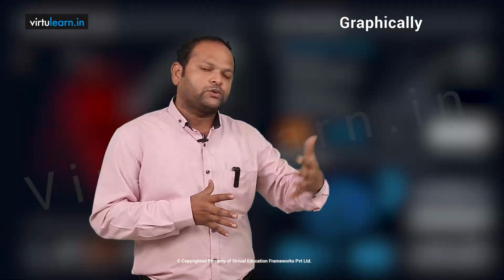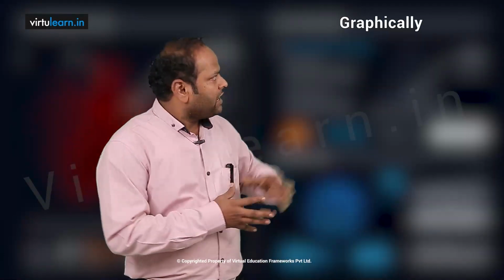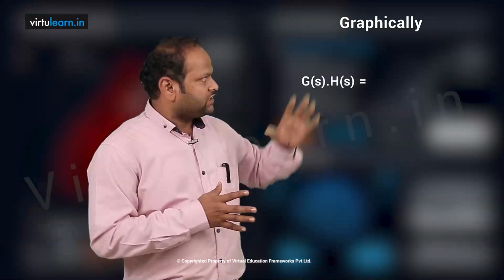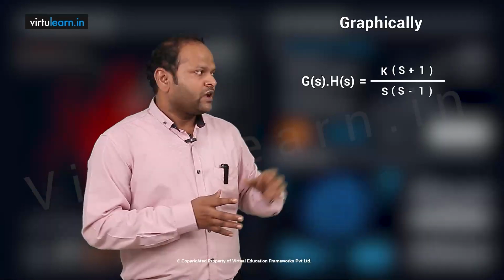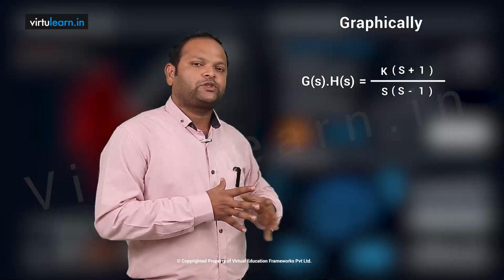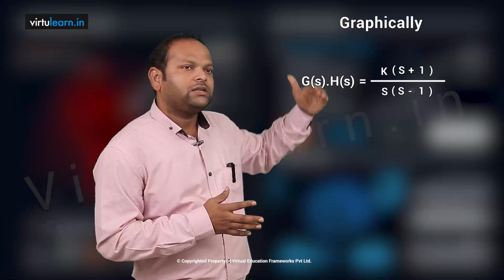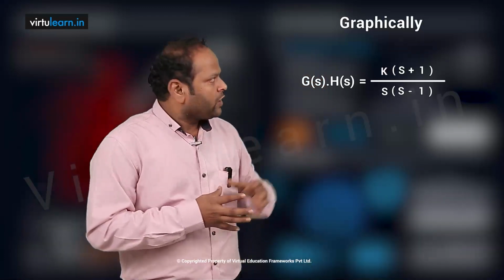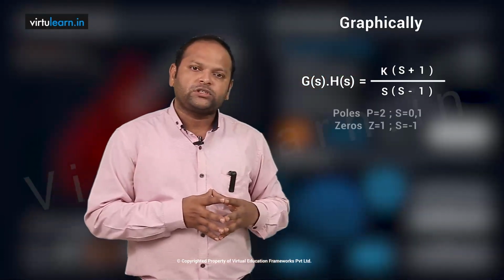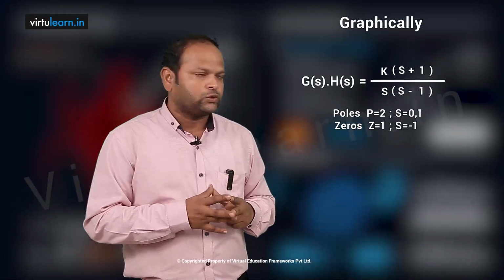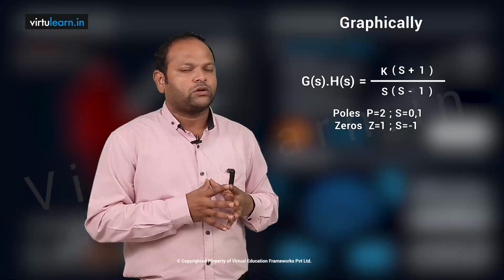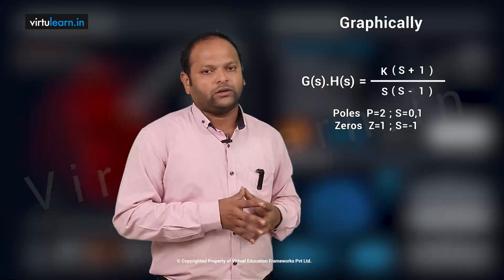So we know the steps to draw the root locus diagram, and the given open loop transfer function is GH of s equals K into (s plus 1) by s into (s minus 1). Step 1 is locating poles and zeros. What are the poles here? There are 2 poles, s is equal to 0 and s is equal to plus 1, so P is equal to 2, and there is only 1 zero, s is equal to minus 1, so Z is 1.